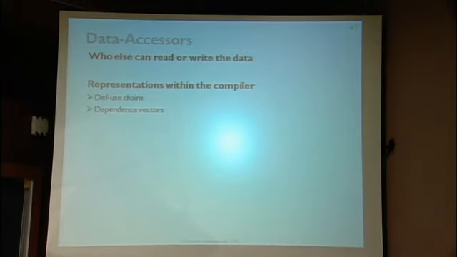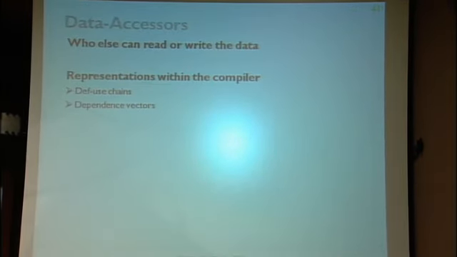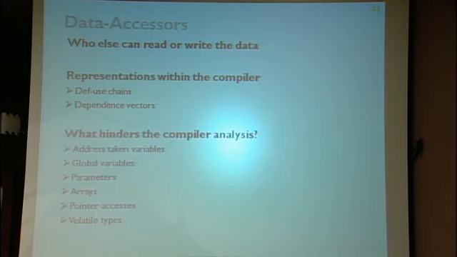We might talk a little bit about that when we go into parallel execution. So what makes it very hard for the compiler to analyze this? For example, address-taken variables. If you write and hack with C, you can say, okay, there's a variable here, I'm taking the address of that. Suddenly, that means somebody else has the address to the variable.